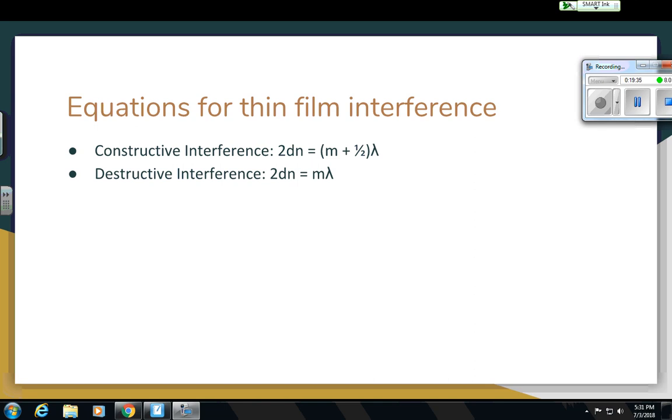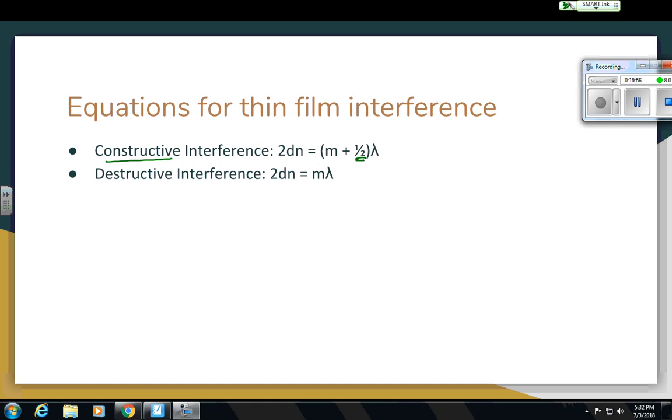So here now are the equations. These are in your data booklet. These are the equations associated with thin film interference. And notice that you get constructive interference when the path difference is a half-wavelength integer. M here is just an integer: 0, 1, 2, 3, 4, 5.